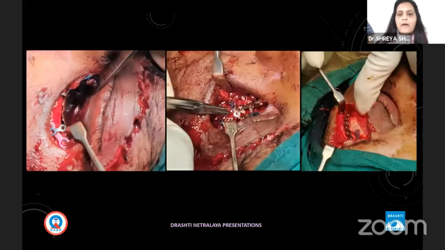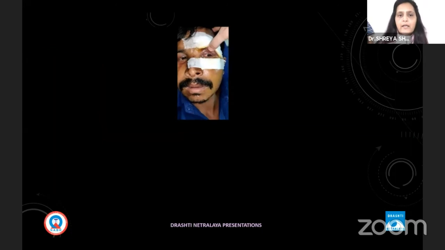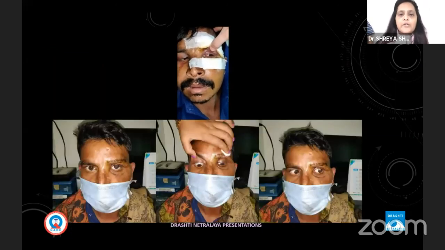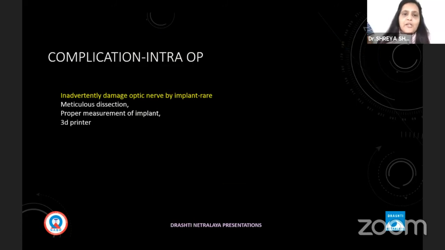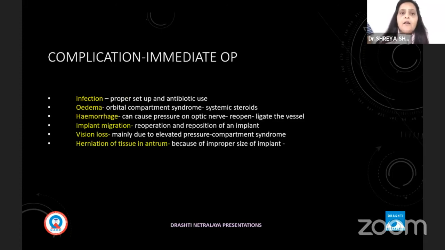So sometimes we may have to operate in multiple areas and still we can give good results. Endonasal route I don't recommend, because as an ophthalmic surgeon, we don't like to push some tissue against the globe. Intraoperative complication can be just damage to the optic nerve, but with an experienced surgeon, it doesn't happen because they do meticulous resection and proper measurement of the implant. We can use a 3D printer to measure the implant.